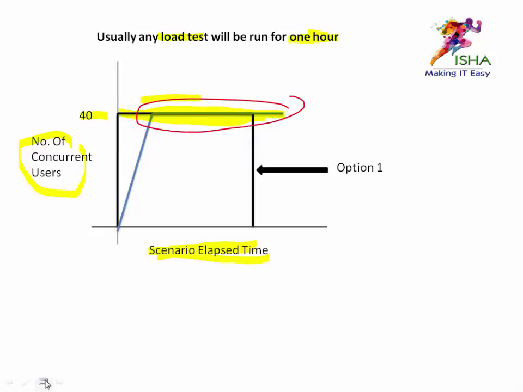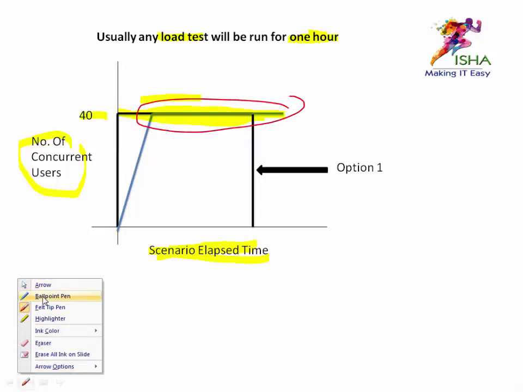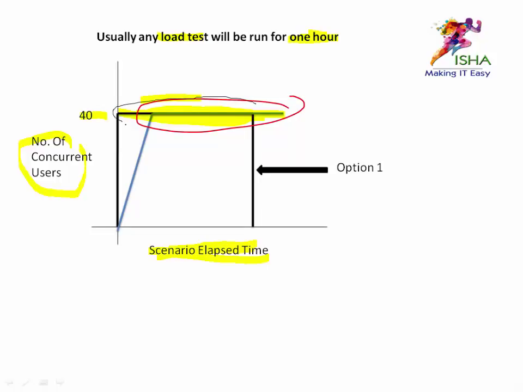You are not compromising. Earlier also you have run 1 hour. This time also you are running 1 hour. But earlier there is no ramp up. This time there is a ramp up. By the way, if you are wondering what is the ramp up, yes, this is the ramp up period, guys.